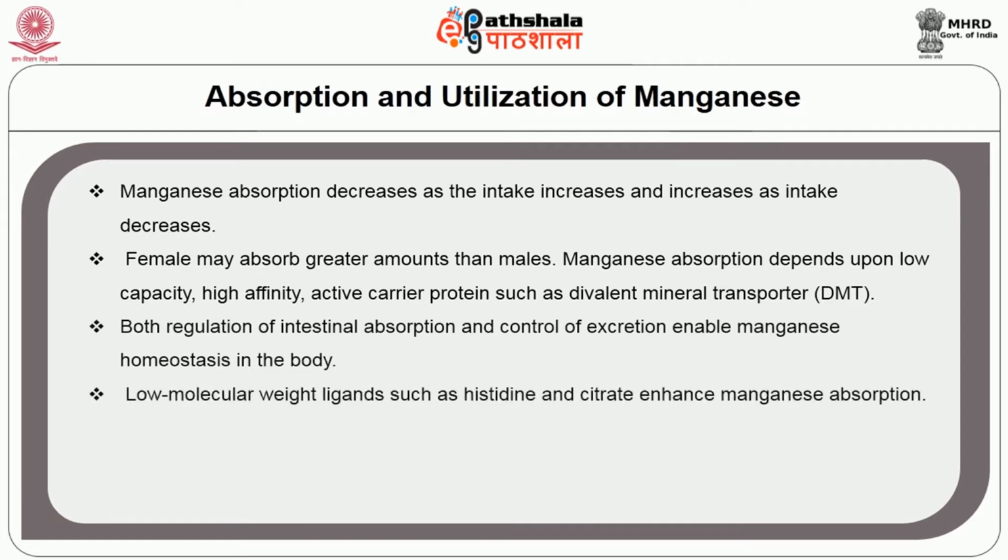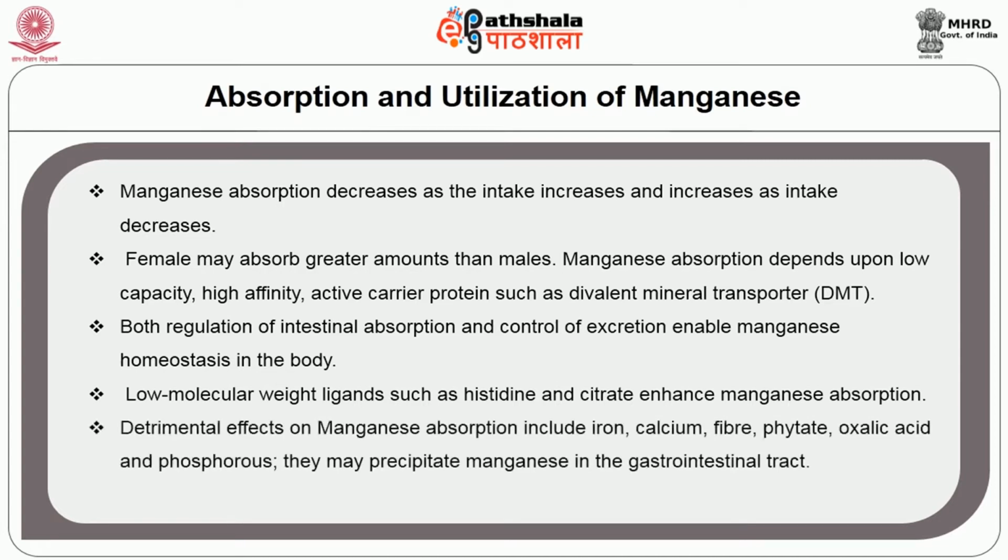Low molecular weight ligands such as histidine and citrate enhance manganese absorption. Detrimental effects on manganese absorption include iron, calcium, fiber, phytate, oxalic acid and phosphorus. They may precipitate manganese in the gastrointestinal tract. Copper also decreases its absorption and retention.